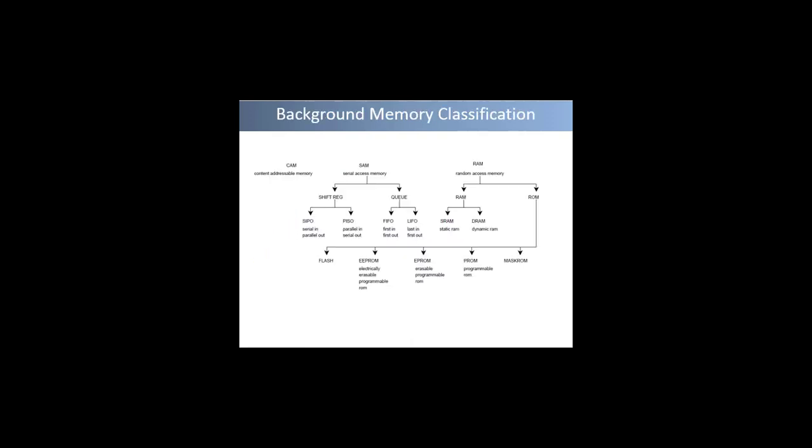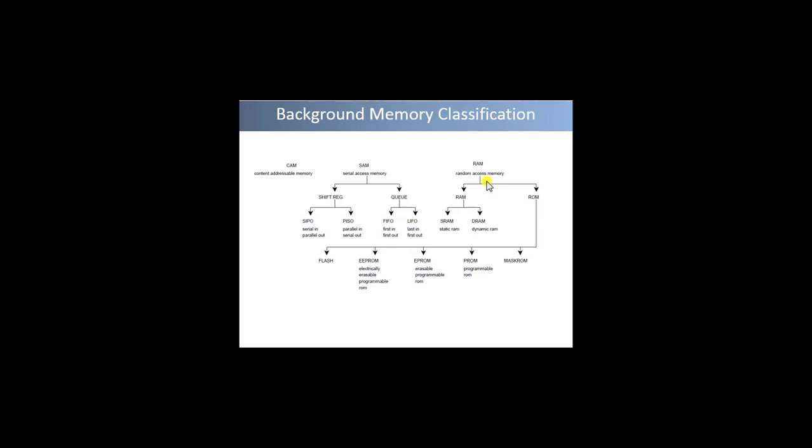So this is the first broad classification of background memory, which is divided into three categories named CAM, which stands for content addressable memory, SAM, which stands for serial access memory, and RAM, which stands for random access memory. Serial access memory is further divided into shift registers, which include serial in parallel out registers, parallel in serial out registers, and the other category of SAM is called queue, which includes first in first out and last in first out registers.